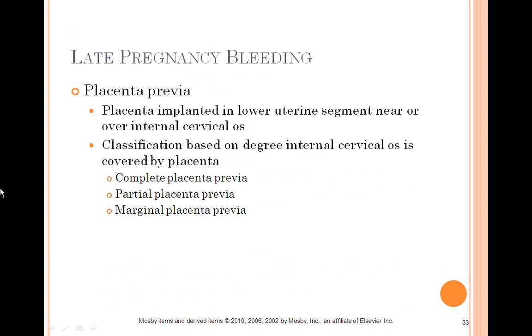Late bleeding, placenta previa and abruptio placentae, make sure you know the difference and how it occurs. Placenta previa is when the placenta implanted in the lower uterine segment near or over the internal os, whereas the abruptio placentae is the placenta tearing away from the uterine wall. So again, with placenta previa, do you have pain? No, but you have bright red bleeding. With a ruptured placenta, you have dark red bleeding and pain.